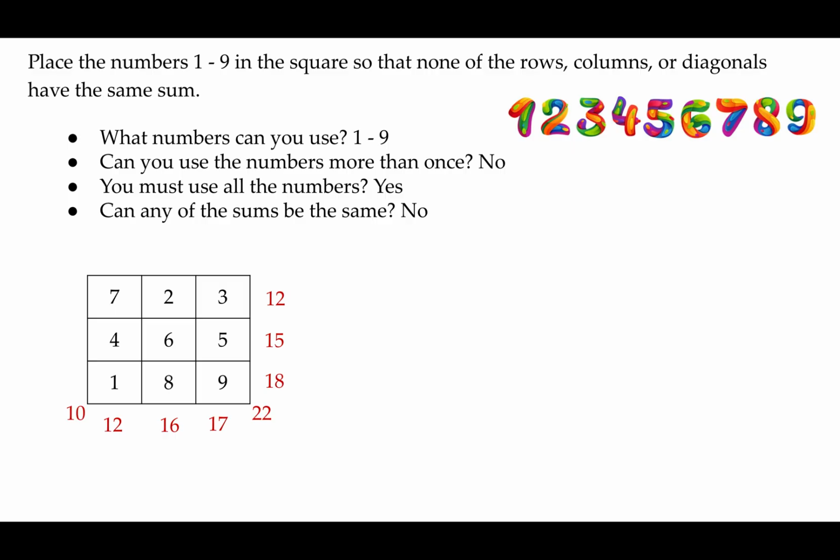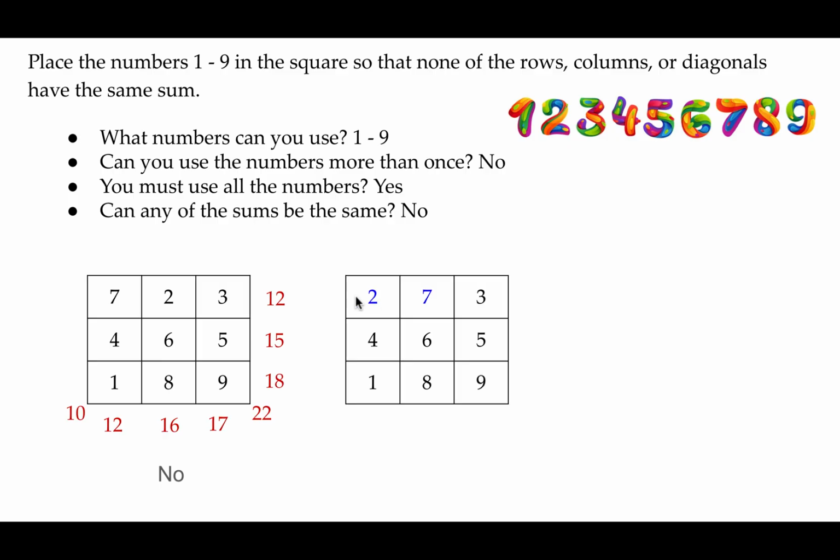So let's do a little strategic planning here. I'm going to swap out the 7 and the 2. So I replaced the 7 with the 2 and the 2 with the 7. Now I'm going to do the same thing, but this time with the 5 and the 9. So the 9 became a 5 and the 5 became the 9. So I used all 9 numbers.